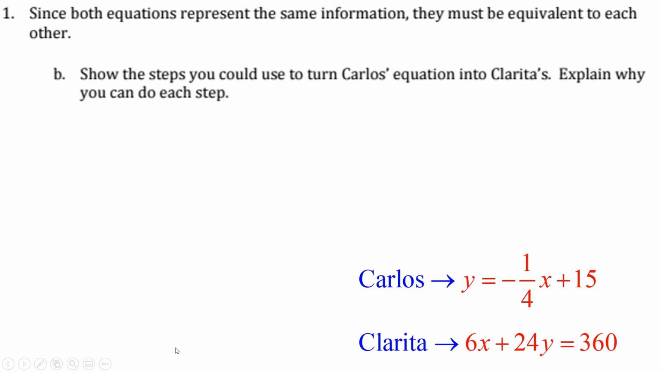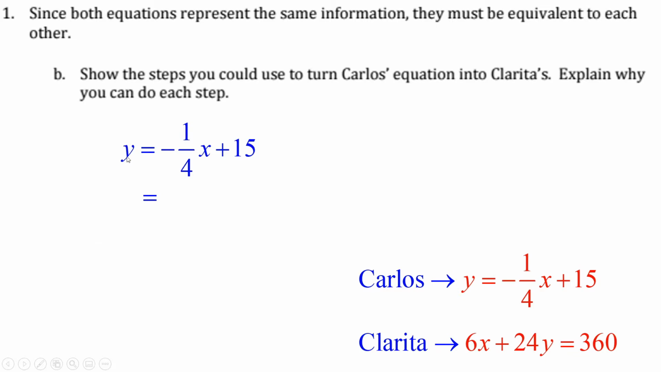Okay, part B. Show the steps you could use to turn Carlos's equation into Clarita's. Explain why you do each step. Okay, so now we're going to take Carlos's equation, y equals negative 1/4 x plus 15, and we need to turn this into 6x plus 24y equals 360. Now here's the key. If I'm going from slope-intercept to standard form, I look at the standard form. I need 24 y's. Over here, I only have 1 y. So could I multiply this entire equation by 24?